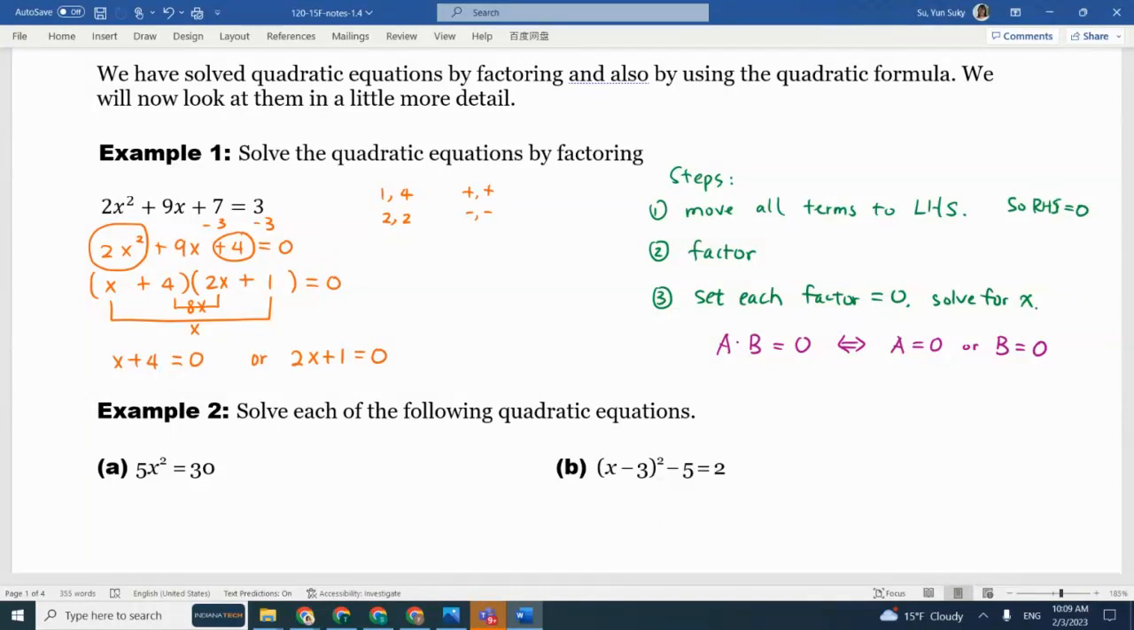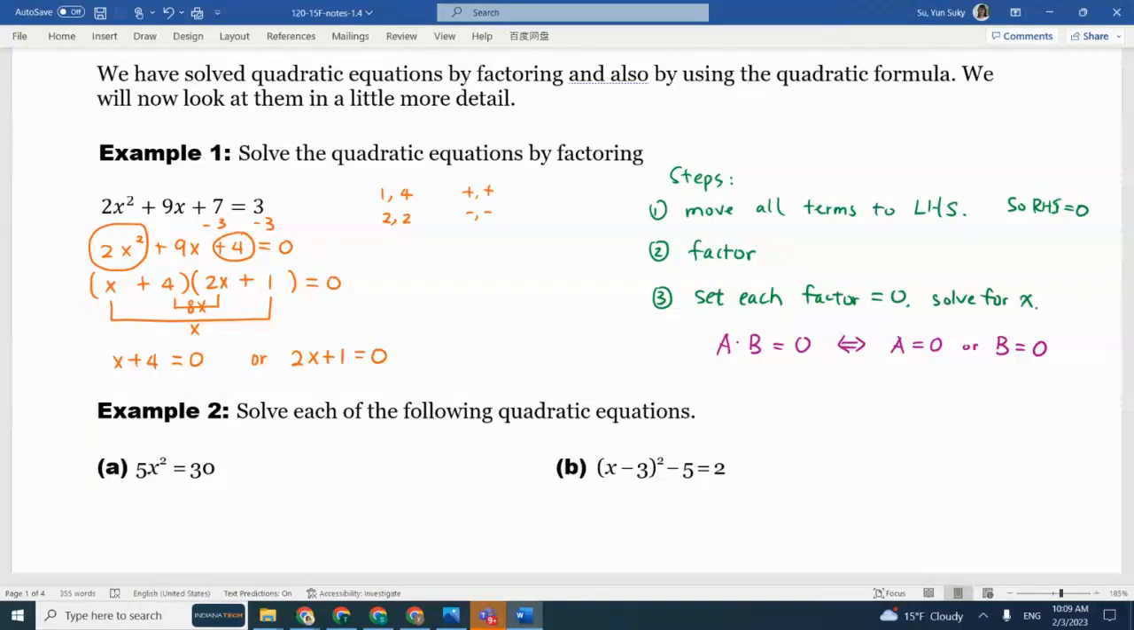If you have a times b equals 1, does that imply a is 1 or b is 1? No! For example, 2 times 1 half is 1, so a is not 1 and b is not 1. So this rule is only true for 0.